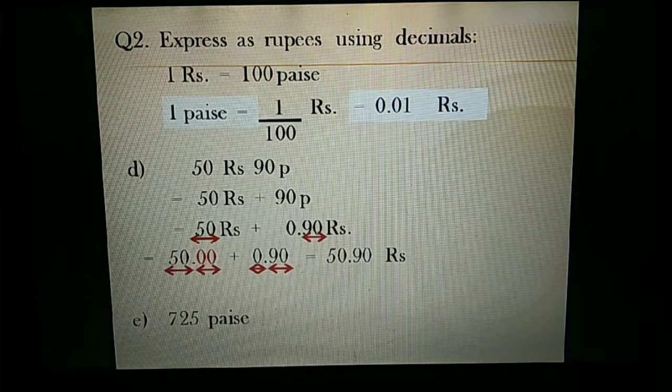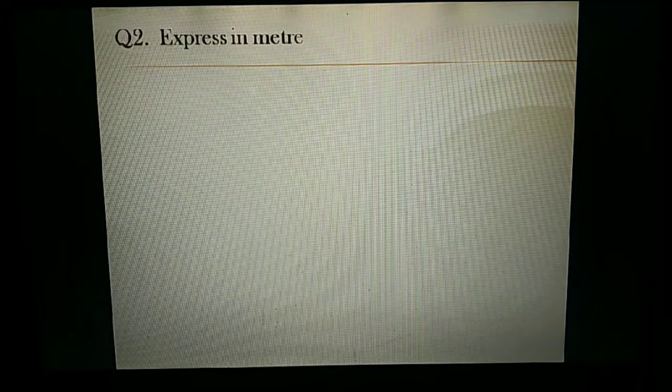Next is 725 paisa. As per the relation, we are supposed to put a point after two digits from the right. So your answer will be 7.25 rupees. Next.